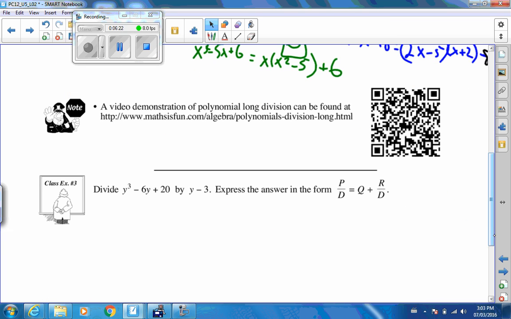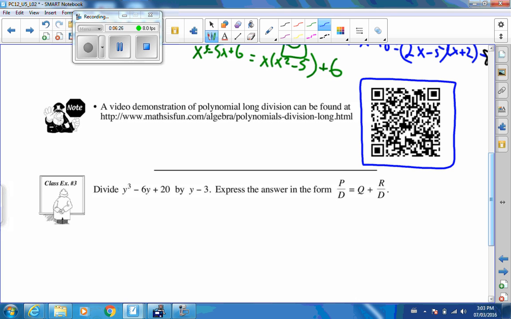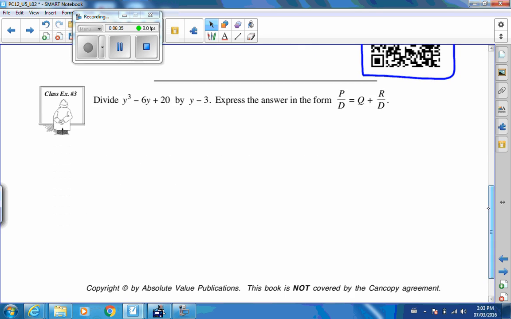The video of long division can be seen right here, and you can use that handy little QR code with your phone. All sorts of fun if you want to see it other than this video. But by all means, check it out if you want.